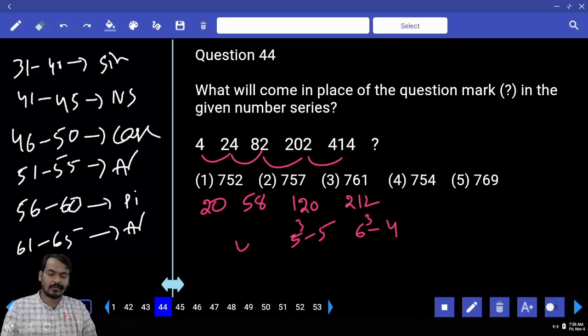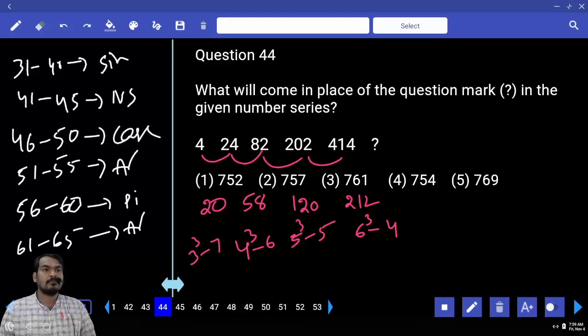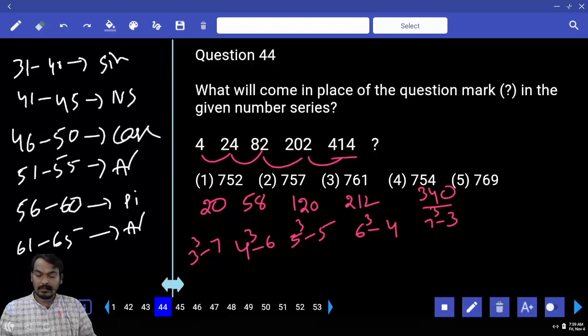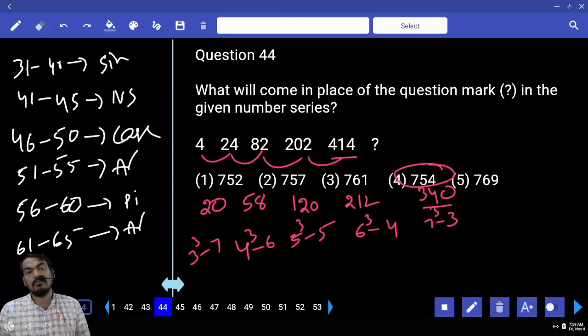5, 6 means here 4 cube and here 3 cube. 3 cube minus 7, 4 cube minus 6. Yes or no? 3 cube minus 5, 6 cube minus 4. Next one, 7 cube minus 300, how much? 340. Subtracting or adding? Adding or not? It ends with 4. 4 or 5? 4. Answer 754.